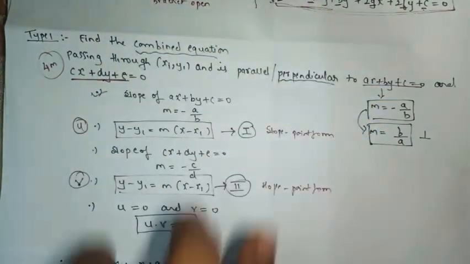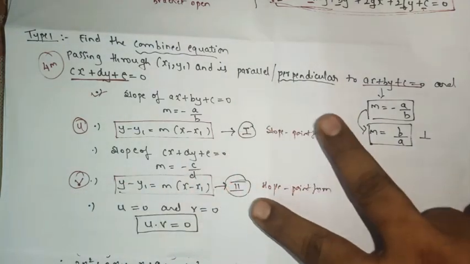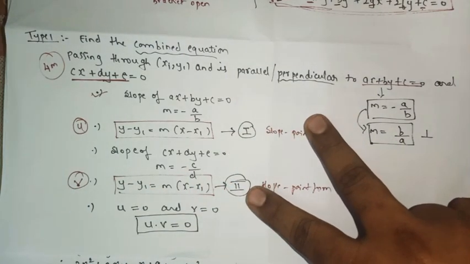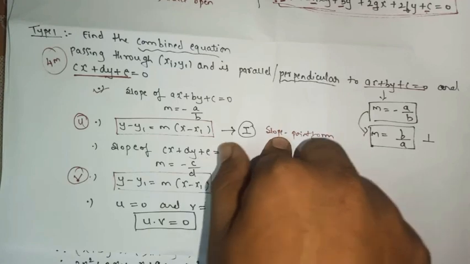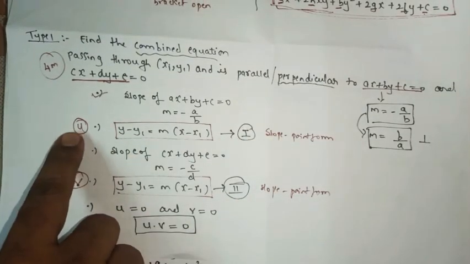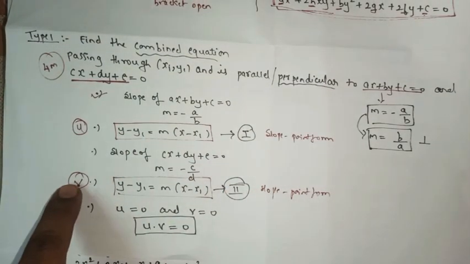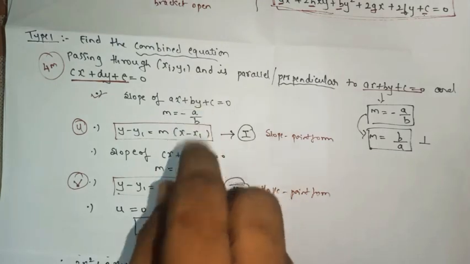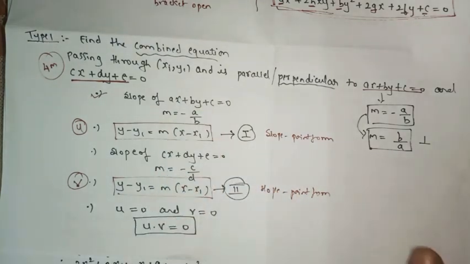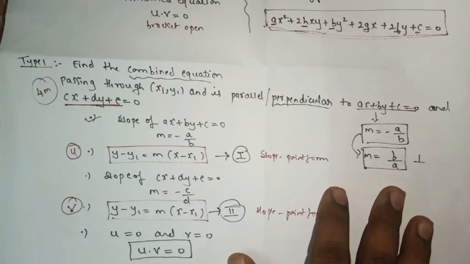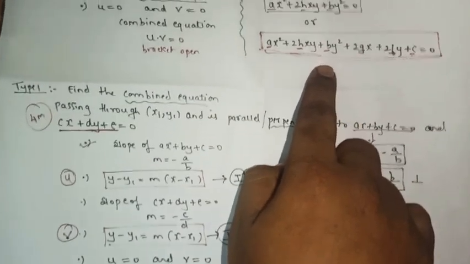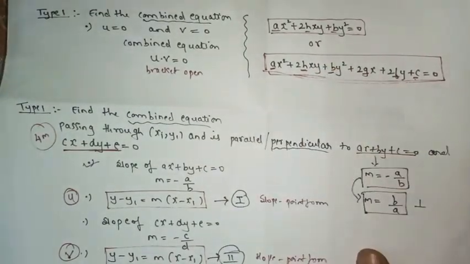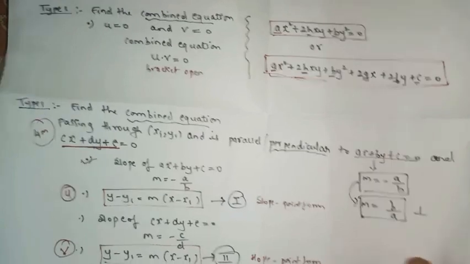So in that whole sum we have to apply the slope point form 2 times. The first time you will get u equal to 0, and the second time you will get v equal to 0. When you combine these two equations, u into v, you will get your required answer, and that answer will be in either this form or this form. So that's the end of type number 1.